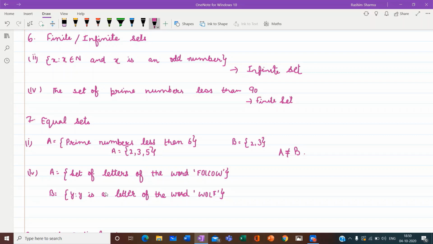The fourth part is set A of letters of the word follow and set B of letters of the word wolf. If we write them in roster form, we will write A as F, O, L, W, and in set B we have W, O, L, F. So here we have the same 4 elements in both the sets. So it means here we have A equal to B.